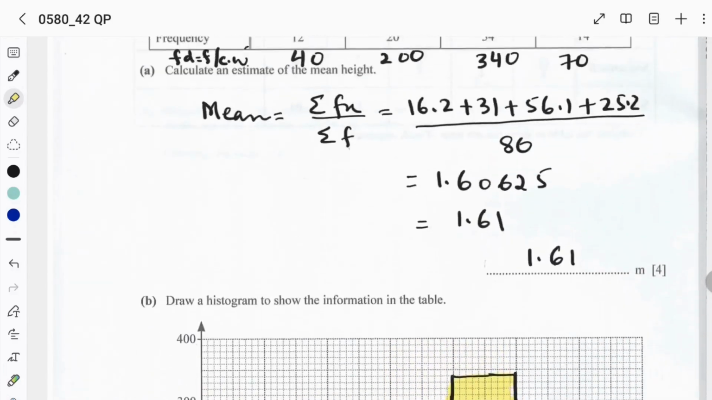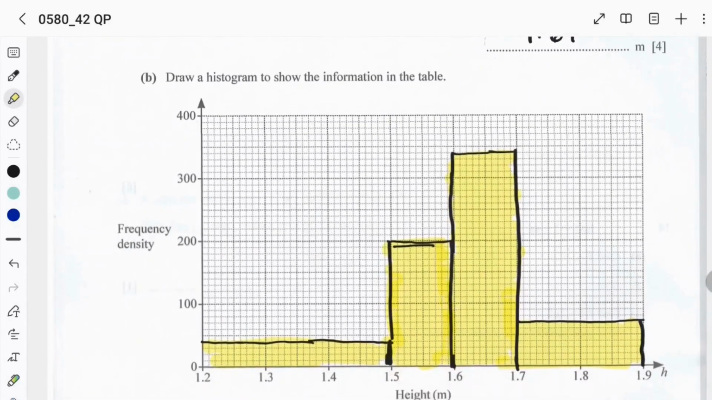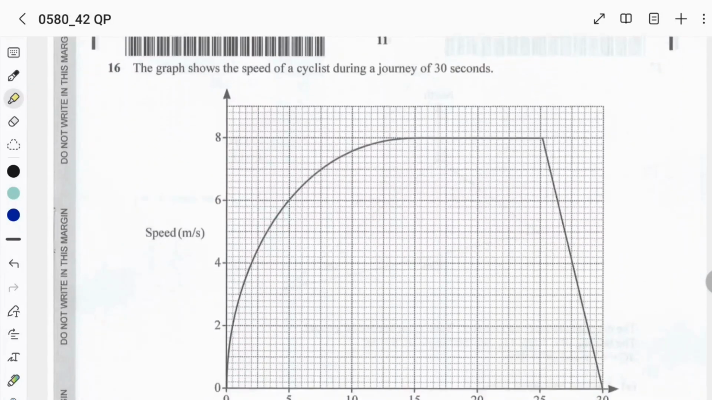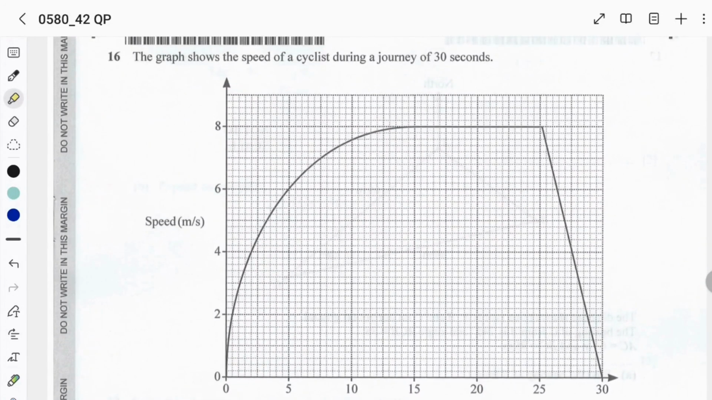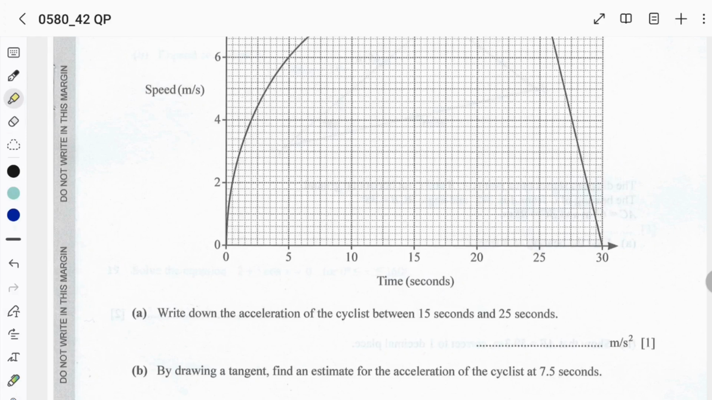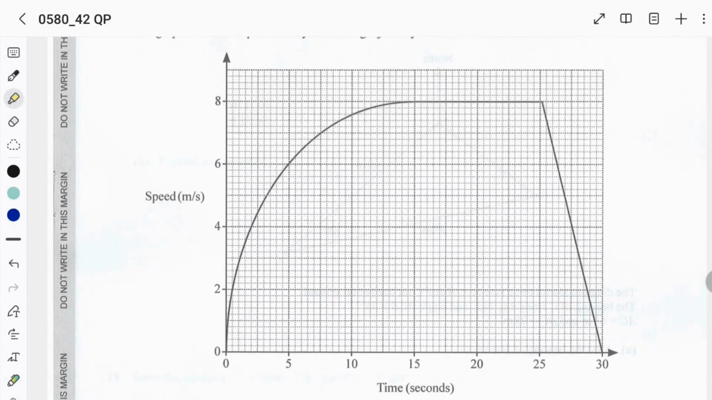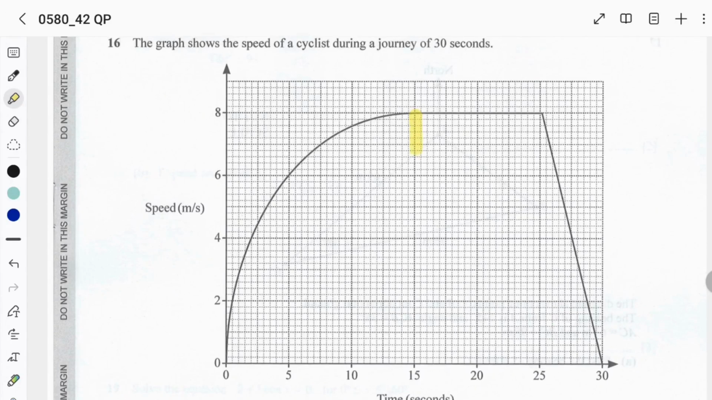So 3 marks for the histogram and 4 marks for finding the mean of question number 15. Now let's see question number 16. The graph shows the speed of a cyclist during a journey of 30 seconds. Write down the acceleration of the cyclist between 15 and 25 seconds.